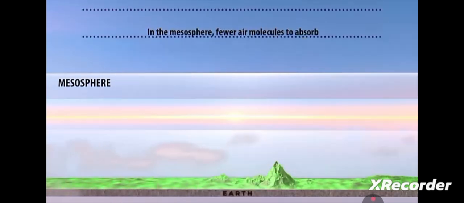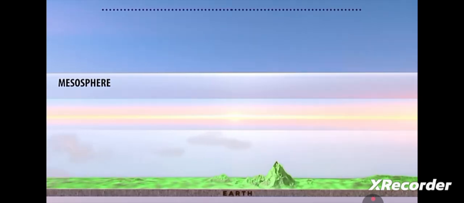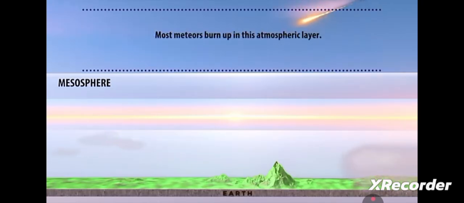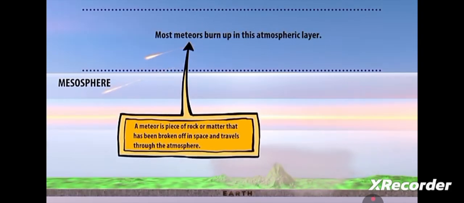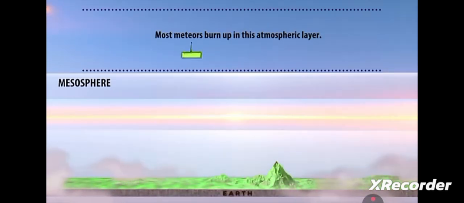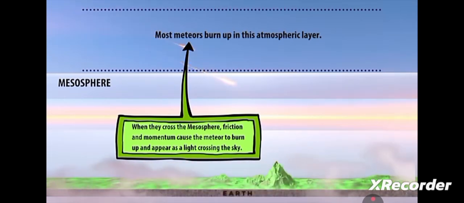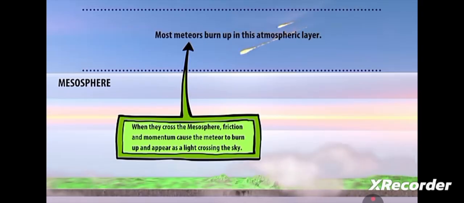In the mesosphere, there are fewer air molecules to absorb incoming electromagnetic radiation from the sun. Most meteors burn up in this atmospheric layer. A meteor is a piece of rock, or matter, that has been broken off in space and travels through the atmosphere. When they cross the mesosphere, friction and momentum cause the meteor to burn up and appear as a light crossing the sky.